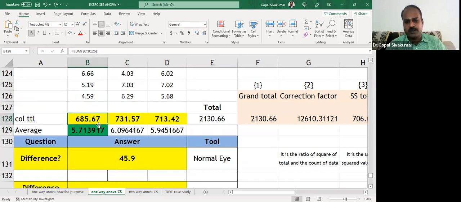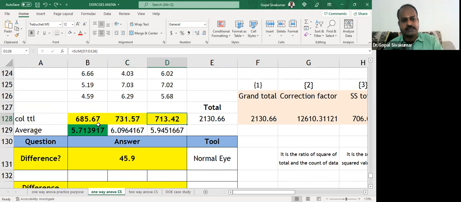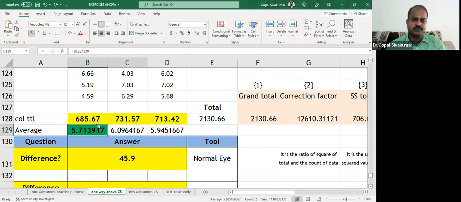What is the formula? Look at the formula. You equal to summation of select all the data. Isn't it? That will give 685. Same way you can get this 731. Same way you can get this. This average, not required. Anyway, it was calculated.